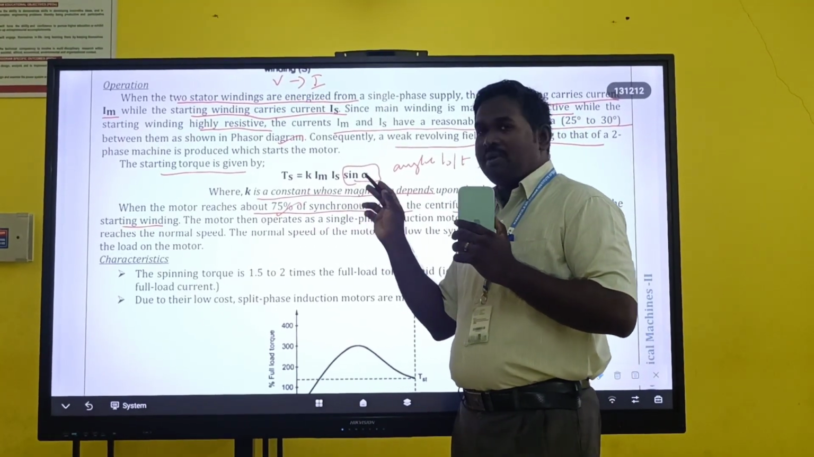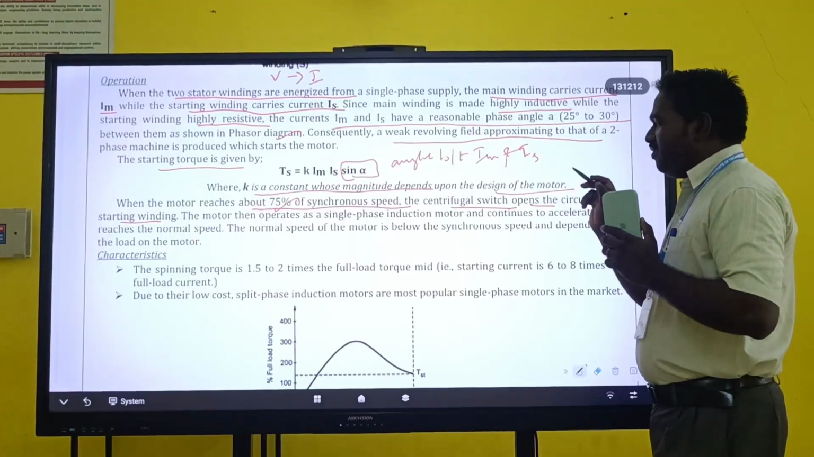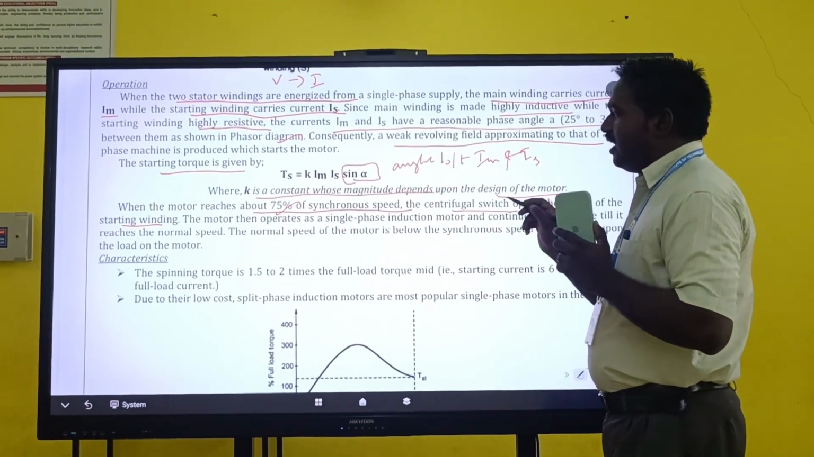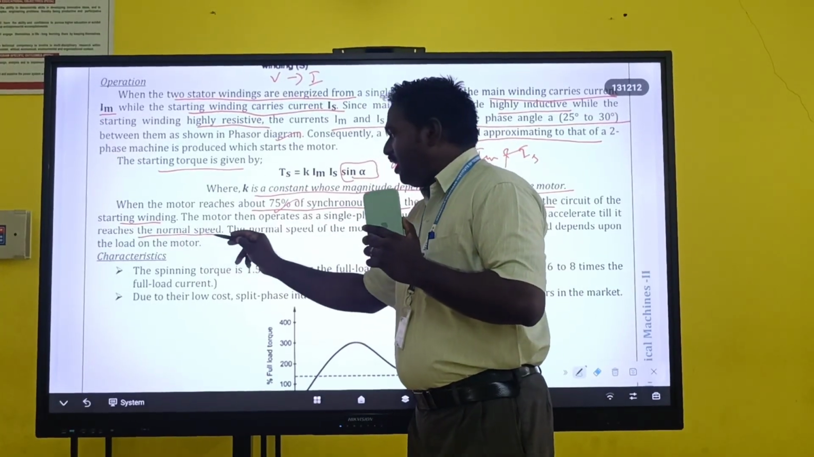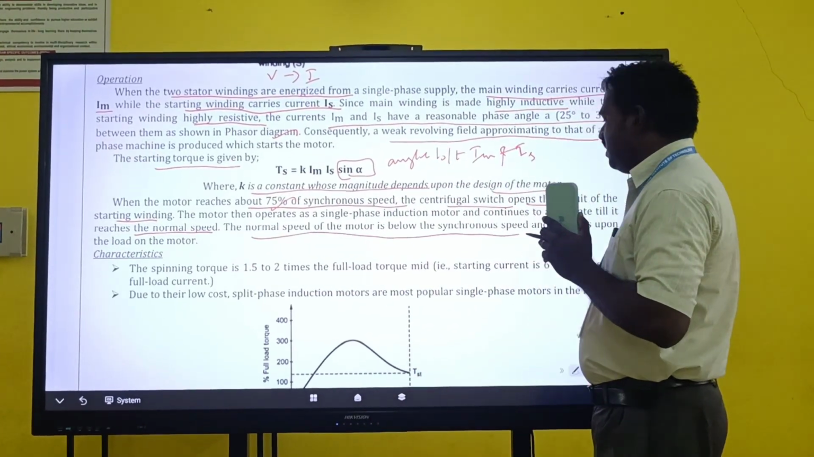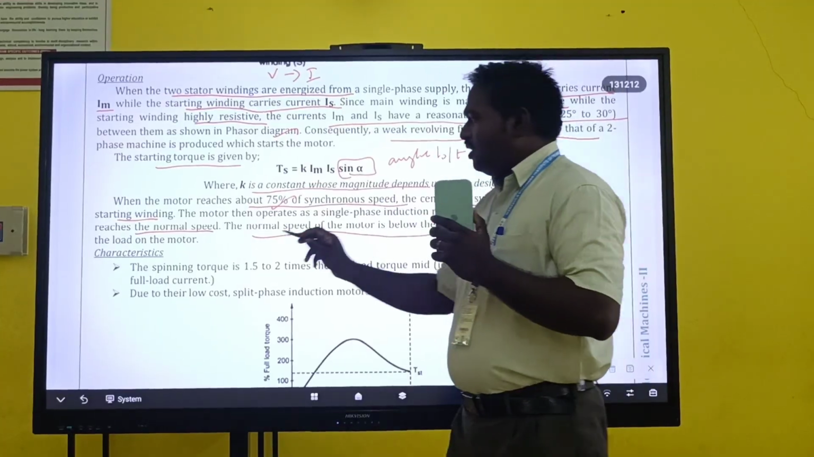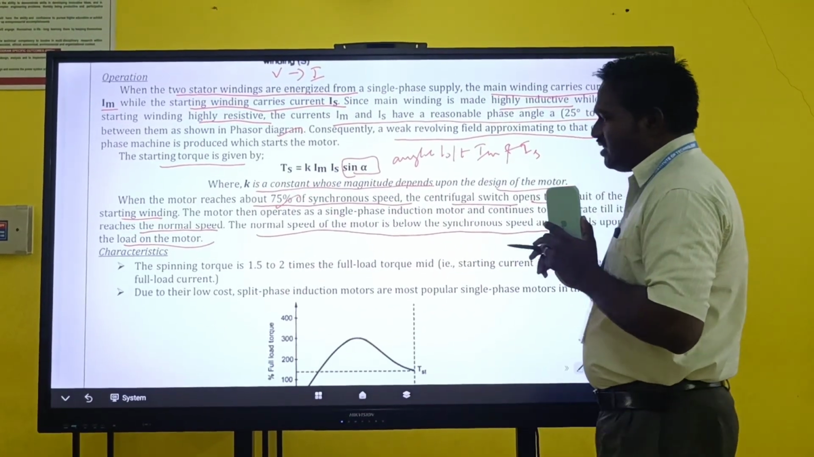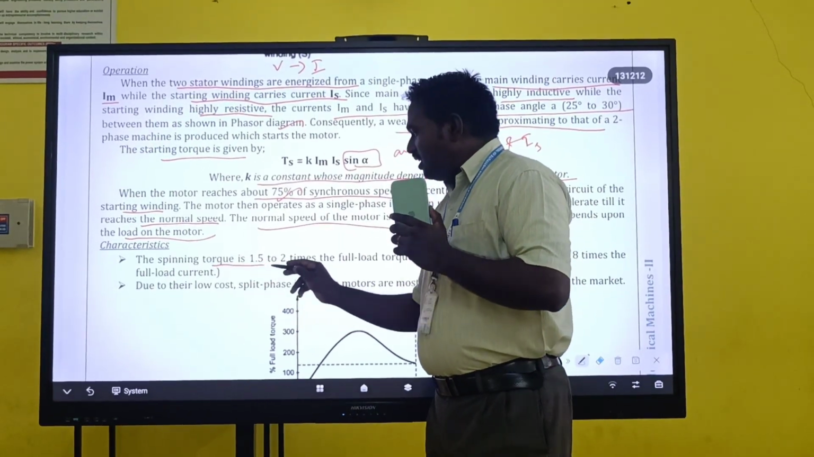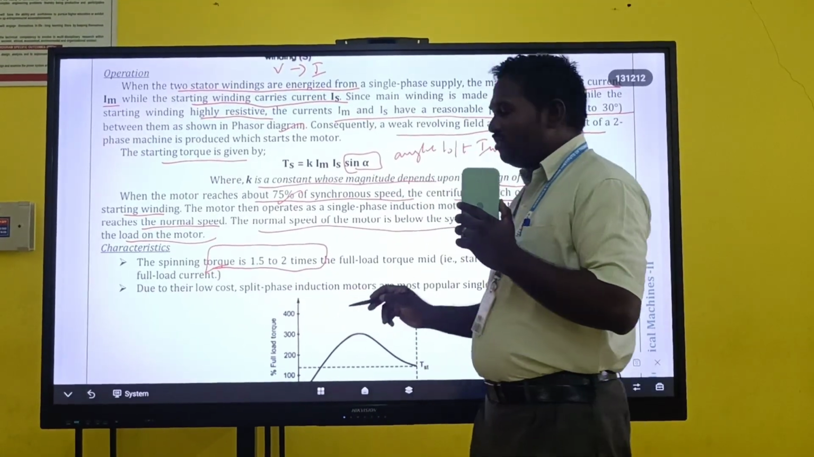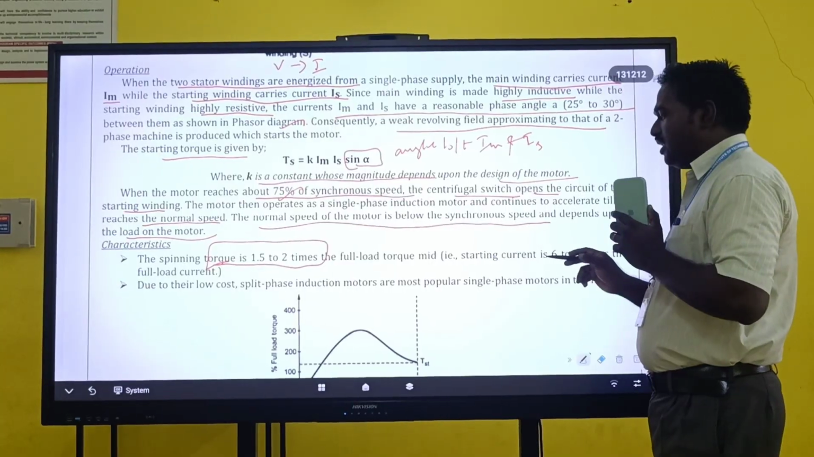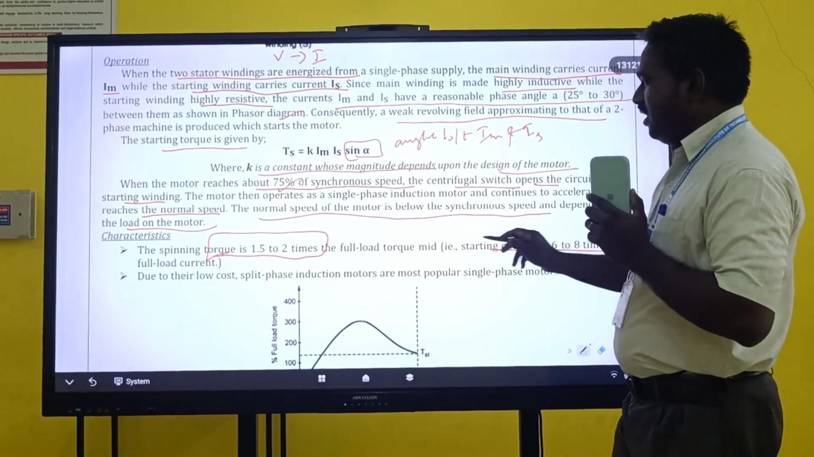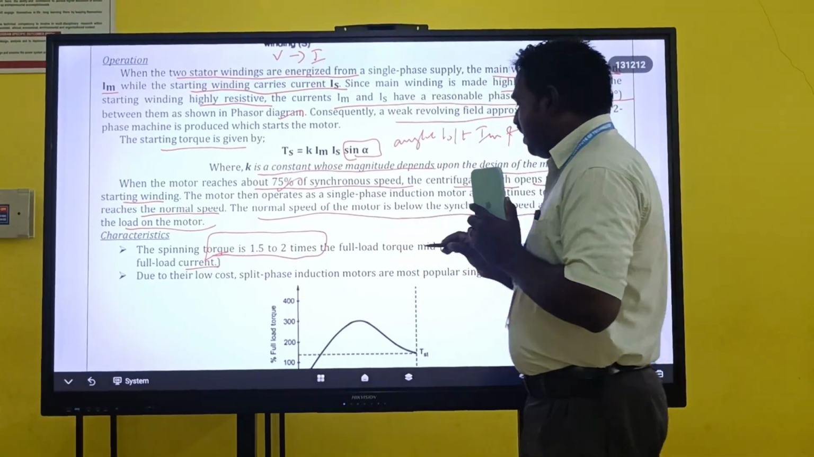After attaining 75% of the synchronous speed, it is cut off with the help of the centrifugal switch, and all the current will flow through the running winding, and it will rotate in the normal condition, at a speed below the synchronous speed. It depends upon the amount of load. The starting torque is 1.5 to 2 times the full load torque, and the starting current is 6 to 8 times the full load current.